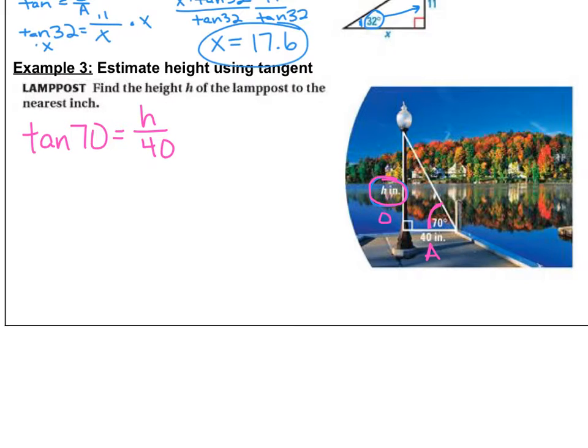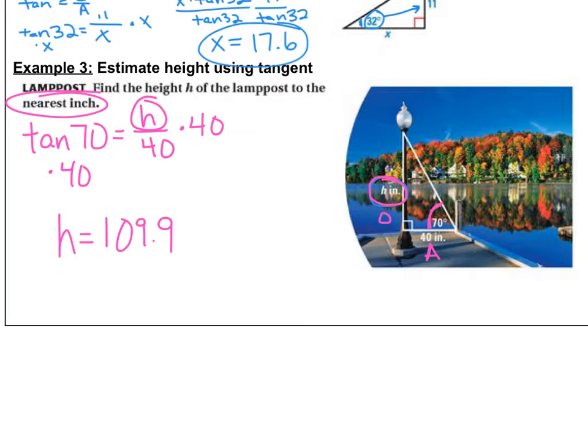Now in this case, we're trying to get h by itself, so we're going to multiply both sides by 40. In your calculator, because there's no good way to just memorize tangents, we'll say the tangent of 70 times 40 will give us 109.9, and in this case they asked us for the height to the nearest inch, so we will say h is equal to 110 inches.